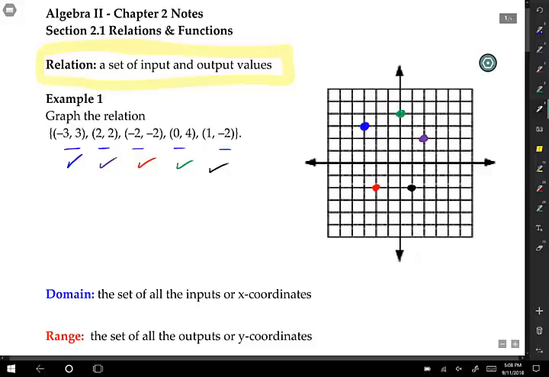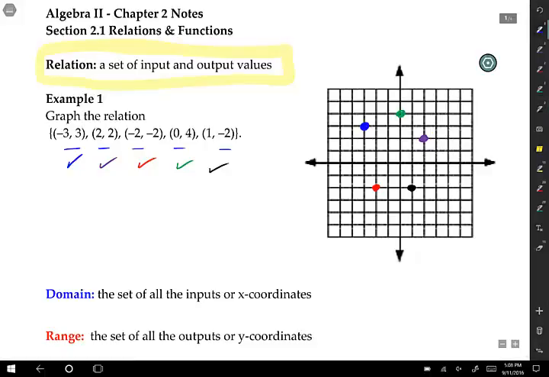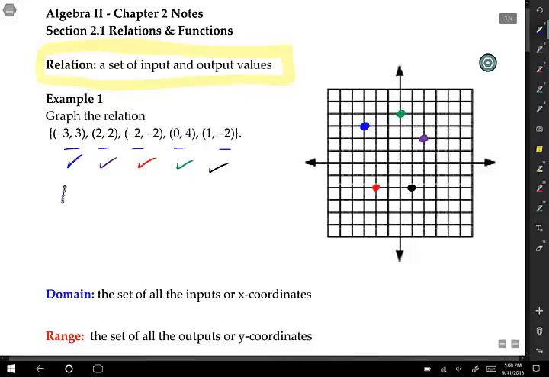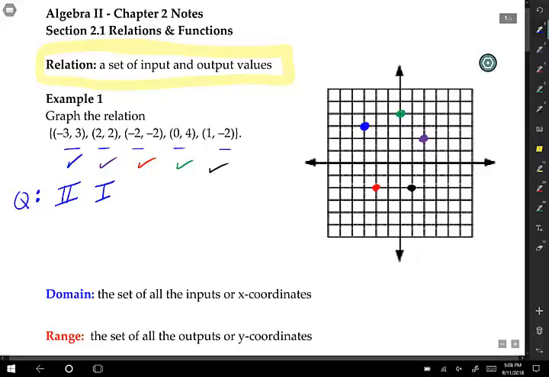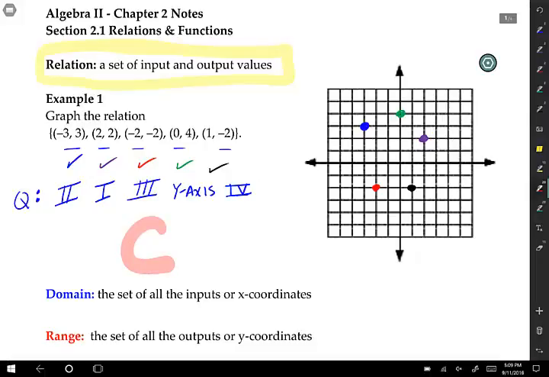Now, a couple of little review pieces. Let's review quadrants. The blue point, hopefully you can realize, is in quadrant 2. We'll put Q here for quadrant. The purple point is next, and that's in quadrant 1. The red point is in quadrant 3. The green point is on the y-axis. It is not in a quadrant. And lastly, the black point is in quadrant 4. Remember, our quadrants go in the shape of a C, from 1, 2, 3, and 4.